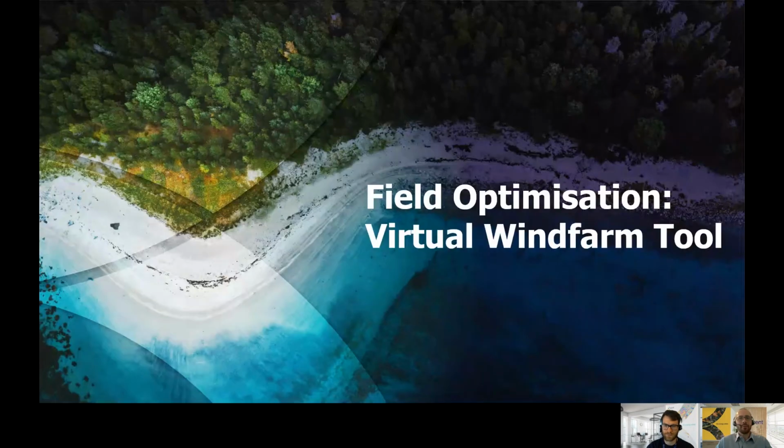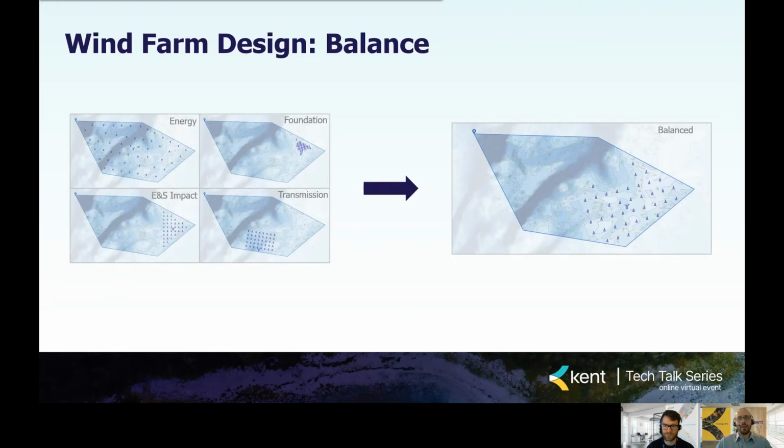So as I say, starting at the front end, field optimization with a virtual wind farm tool. The challenge when you've got a site to develop, got the boundary, know what it needs to be, how do you plan out a wind farm there? Some images here on the left of what this might look like if you focus on a single discipline or single attribute to develop the farm.